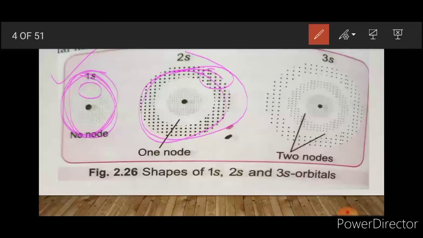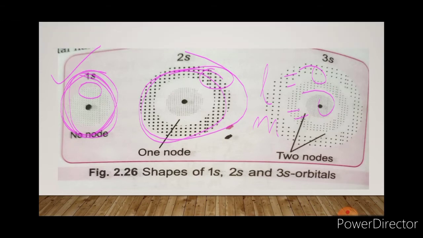For s orbital, we know that l is equal to 0, m is equal to 0. This shows that s orbital has only one orientation, and it is possible only when s orbitals are spherical. s orbitals do not have any directional character. So what you have to remember is that s orbitals are spherical in shape. Okay.